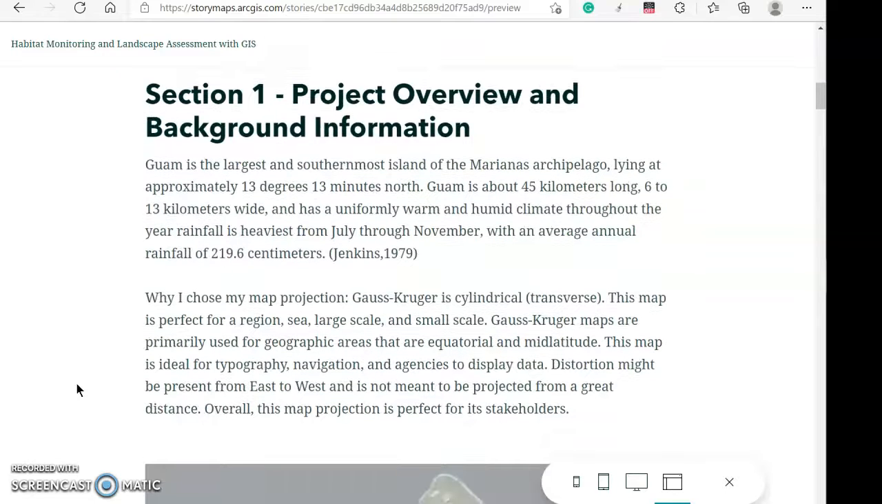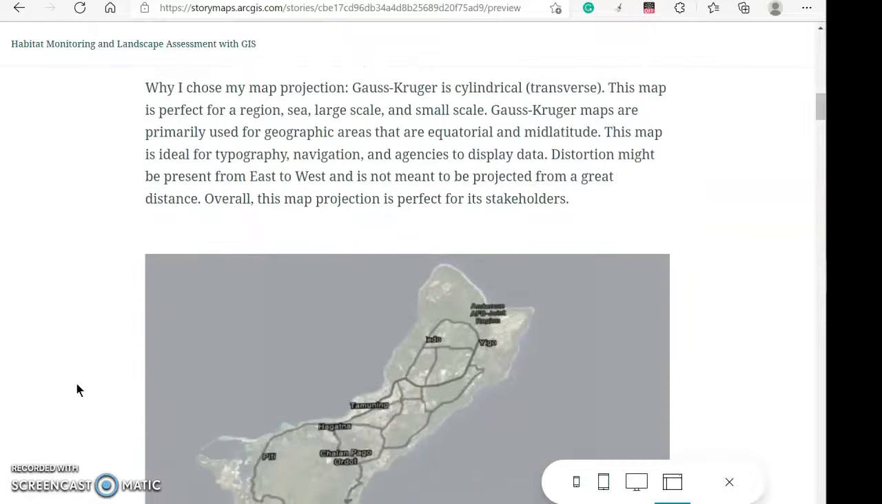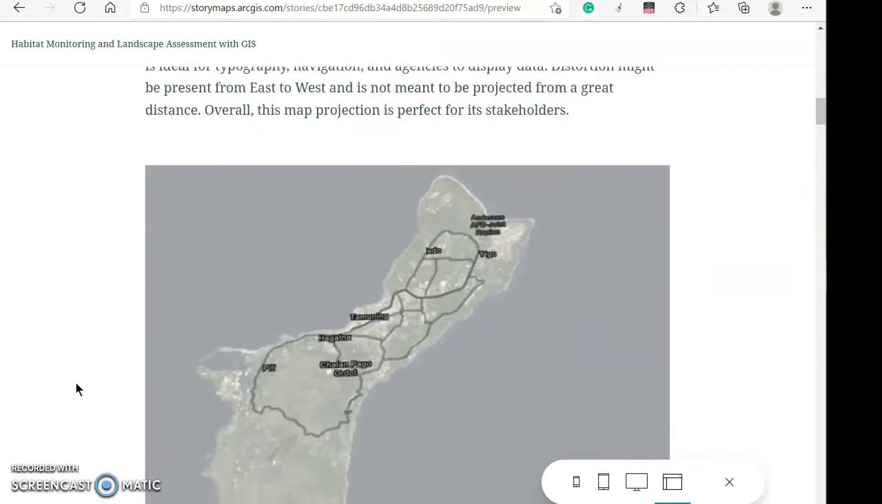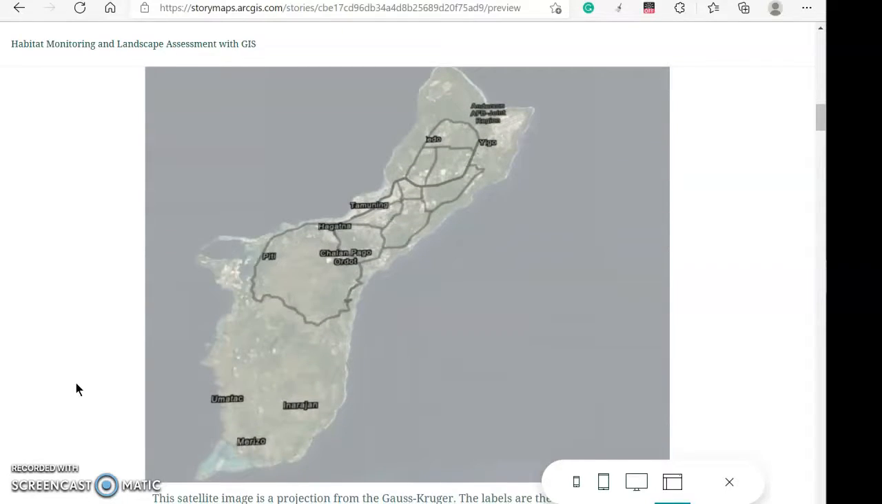Guam is the largest and southernmost island of the Marianas Archipelago. Guam is about 45 kilometers long and 6 to 13 kilometers wide, meaning 30 miles long and approximately 6 miles wide. We have a humid climate throughout the year. This is the map of Guam.